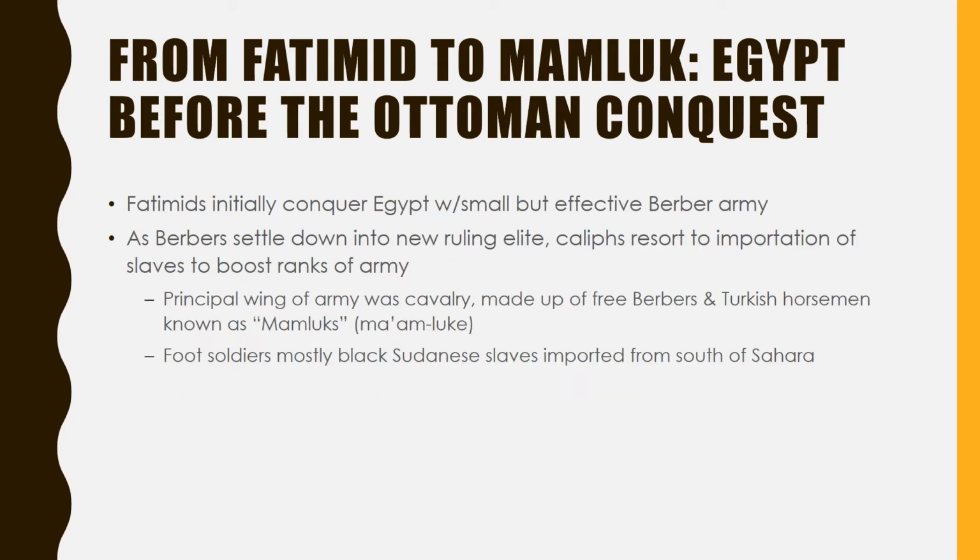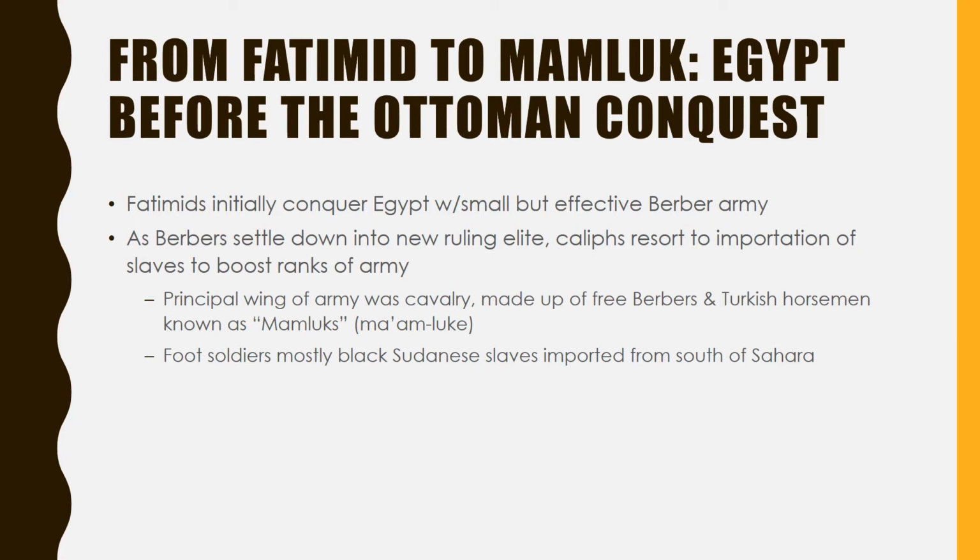So the Fatimids had initially conquered Egypt with a small but effective Berber army. And as the Berbers settled down into their new roles as this new ruling elite, the caliphs start to resort to the importation of slaves to boost the ranks of the army, because the Berbers are no longer making up the bulk of their army, because they're settling down into this new role as the landed elite.